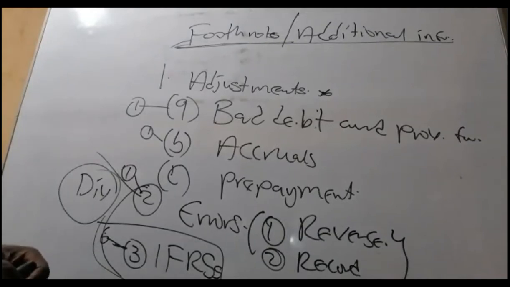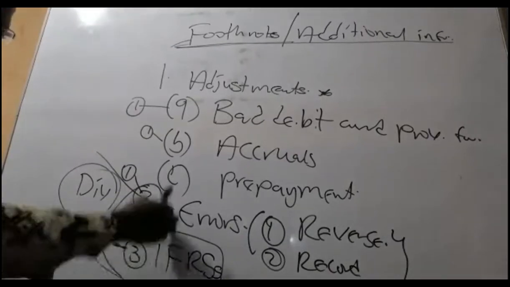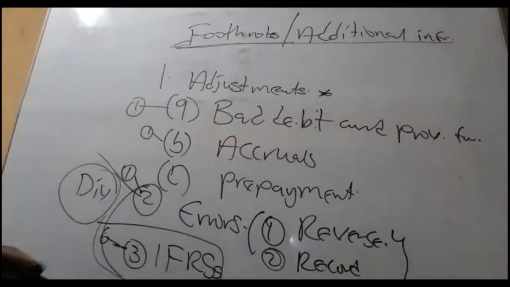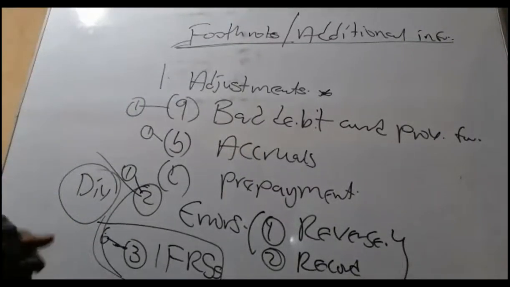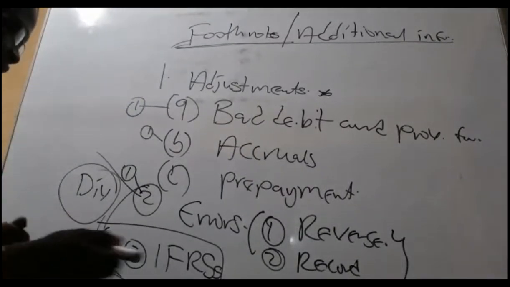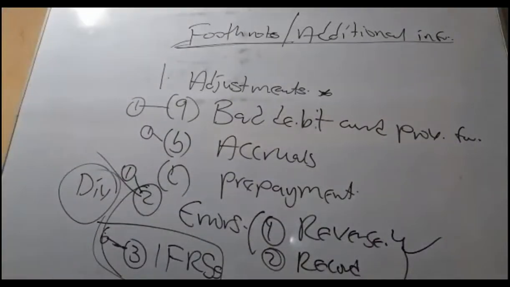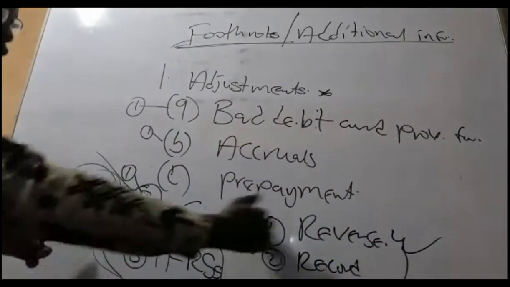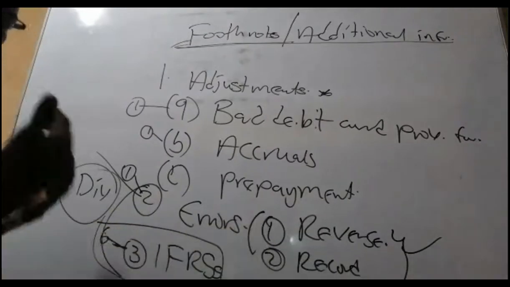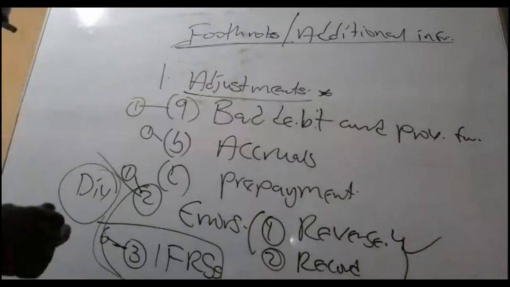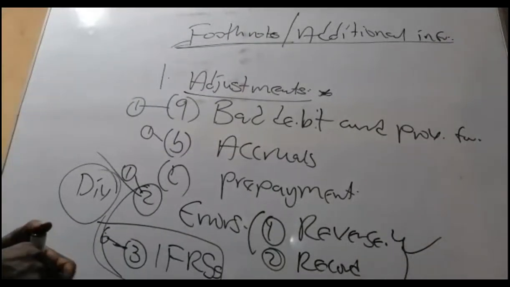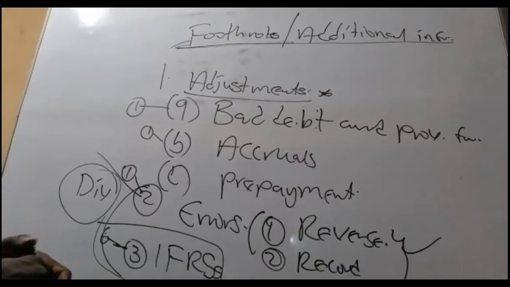So the errors and the IFRS are the challenging ones, not the accruals and prepayments or the adjustments. This is the student's weak point, the examiner's stronghold. But the adjustments, students like them. So that's the student's stronghold, the examiner's weak point. So that is it. Good.